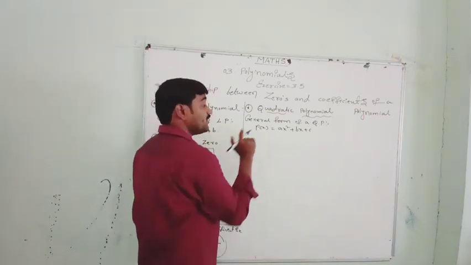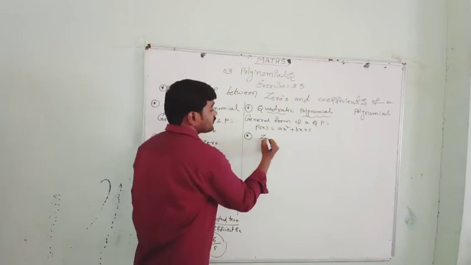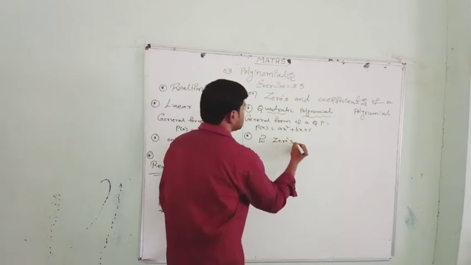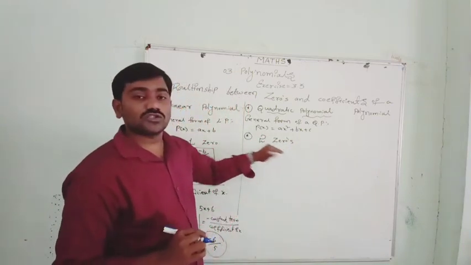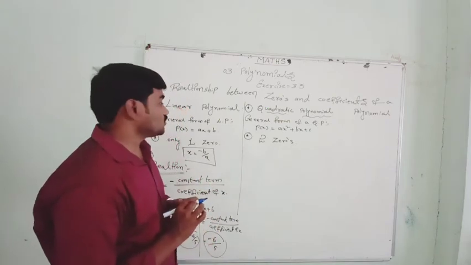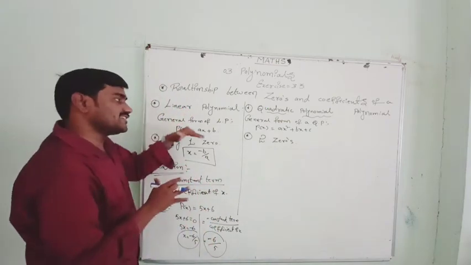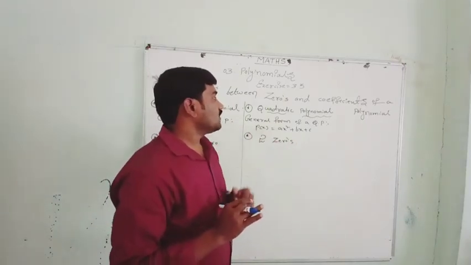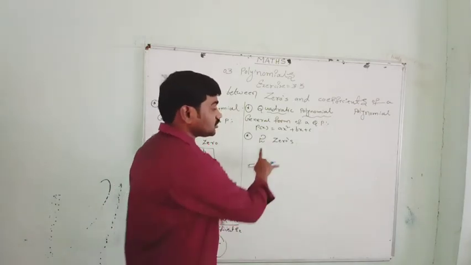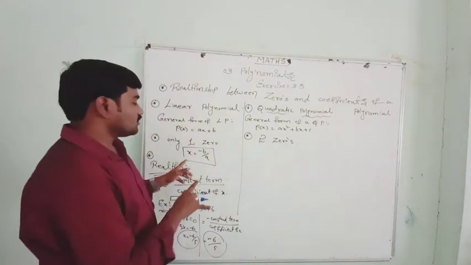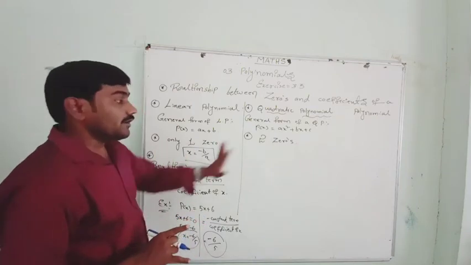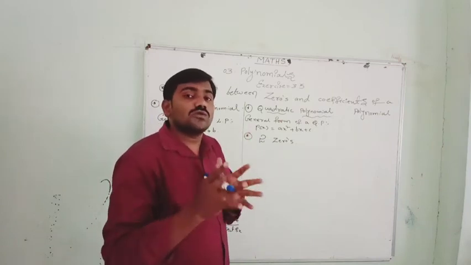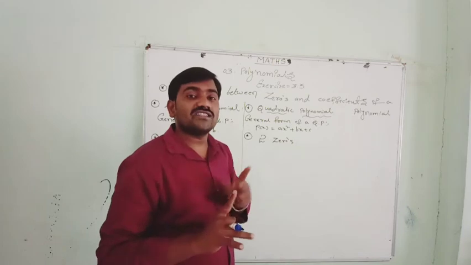Then, how many zeros does it have? We know that a quadratic polynomial has a maximum of 2 zeros. Okay. Here we don't have any standard form for the linear one, only the general form, but here we get a standard form also. See, it has 2 zeros now, while the linear one has only 1 zero, which we denote by x. But here we have 2 zeros, so you cannot say x1 and x2. We denote the 2 zeros by alpha and beta, which are Greek alphabets.